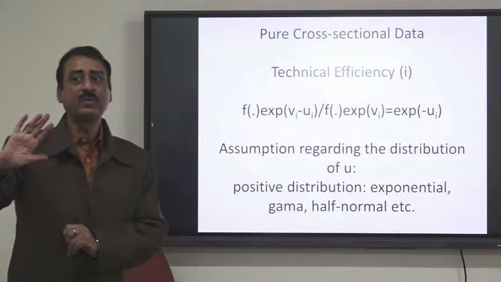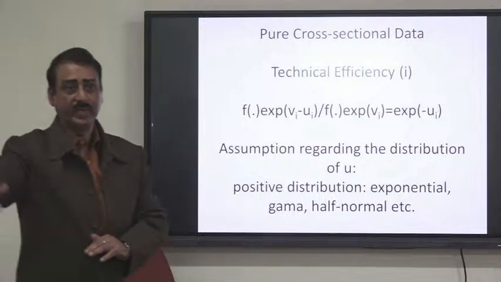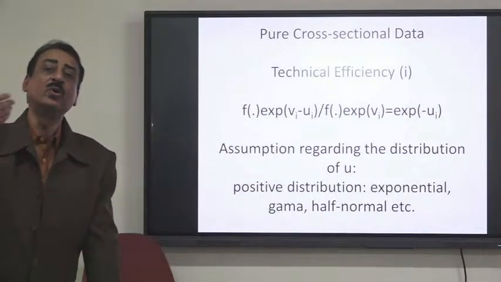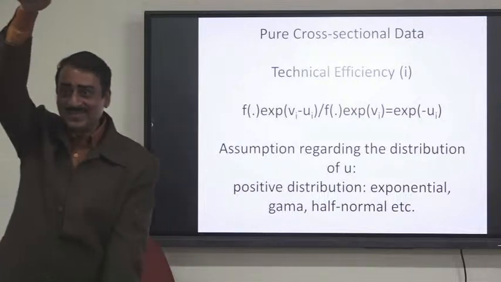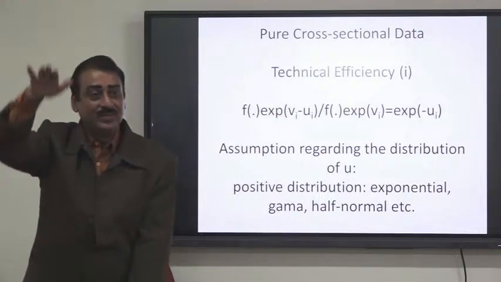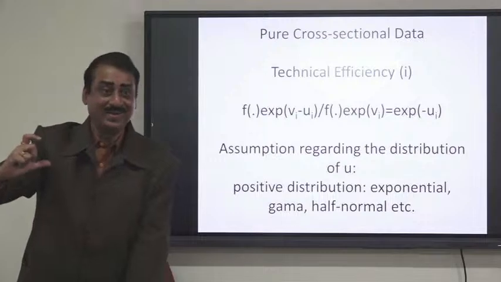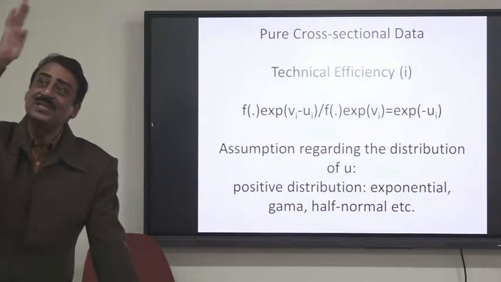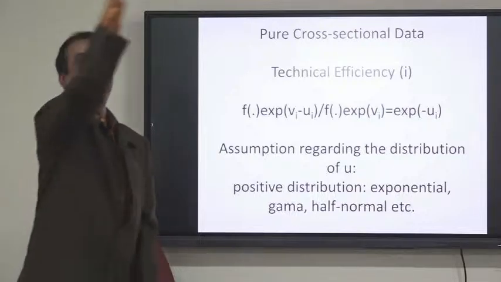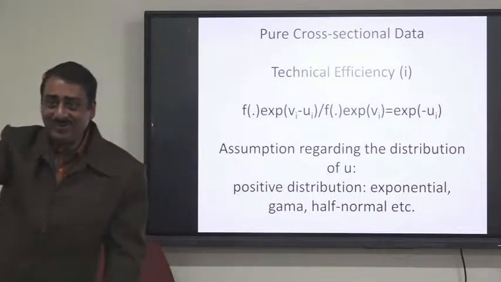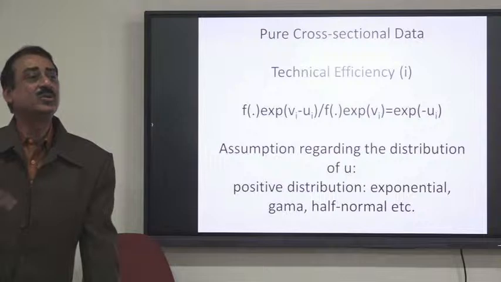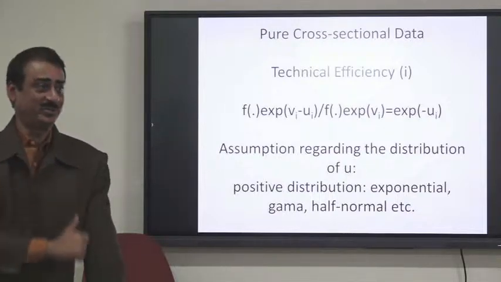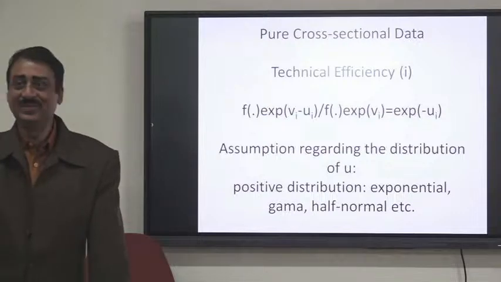That means we are trying to estimate the performance of each firm. Our performance cannot be more than 100%. 100% is the cap. So how much below we are is the important question. So you will follow only a one-sided distribution. You cannot be greater than 100. You will always be less than 100. So in technical terms, we say that U would follow a positive distribution, a one-sided distribution.